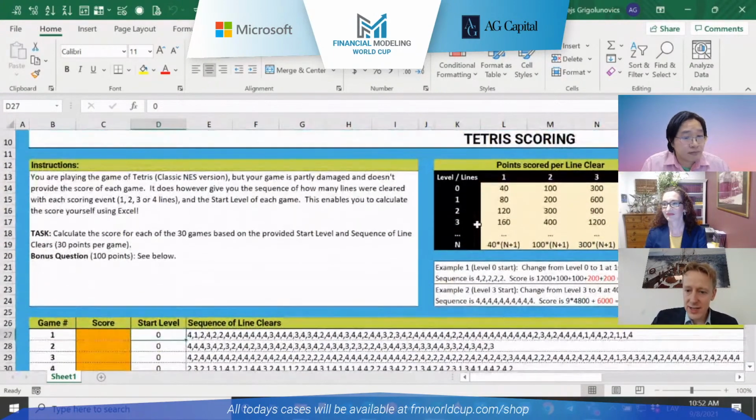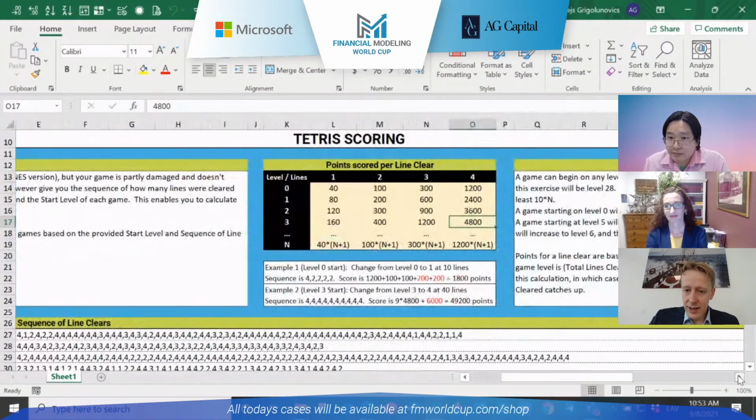What's interesting about Tetris is that the more lines you clear simultaneously, and the higher the level you are at, the more points you get. If you score only 1 line at level 0, it's 40 points. If you score 4 lines at level 3, it's 4,800 points. So much more. For every level, there is a formula for how to calculate the number of points, so you probably have to incorporate that into your calculations.